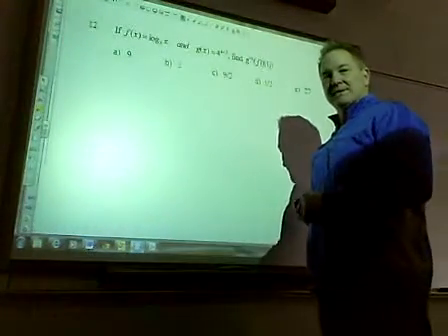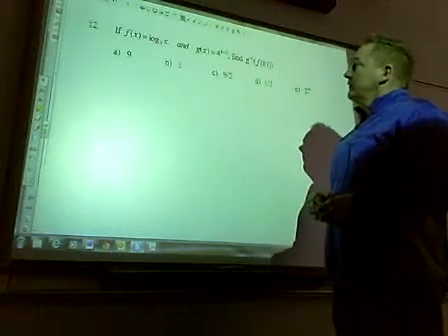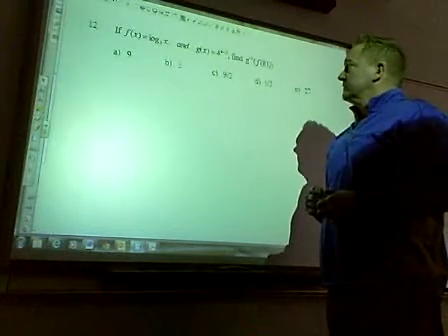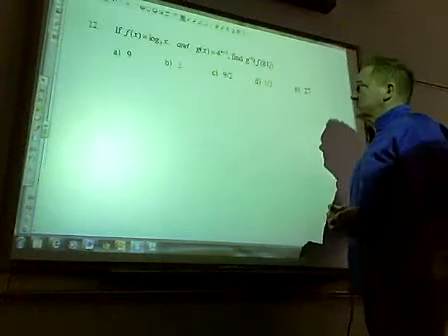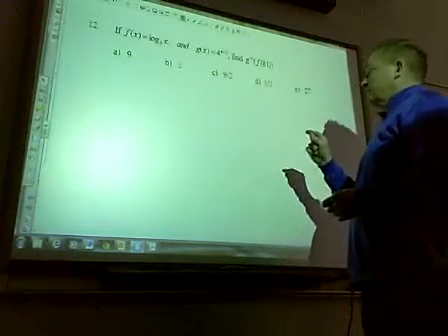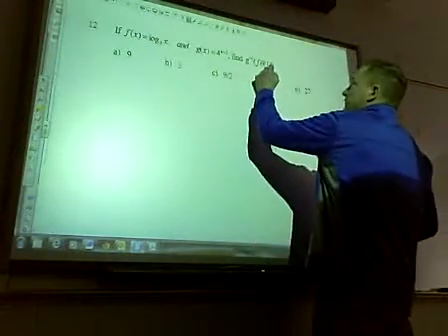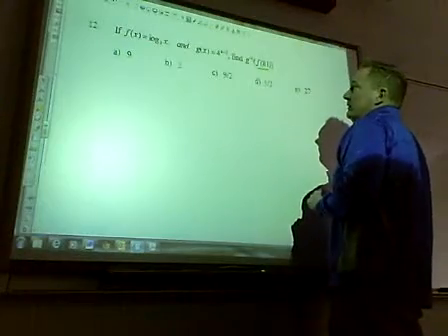Logarithms. Missed them already, don't you? The base 3 log of x, that's f of x. And g of x equals 4 to the x minus 2. Find g inverse of f of 81. With compositions of functions, we work inside out. Figure out what f of 81 is first.